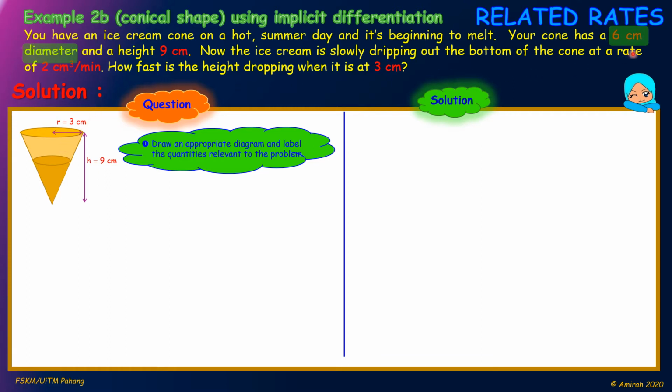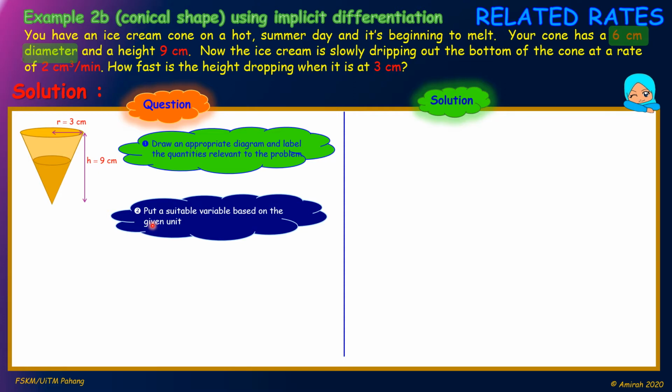From the given question, we have 6 cm diameter. So we write radius equals to 3 cm because radius equals to diameter over 2. Alright? And the height of a cone is 9 cm.